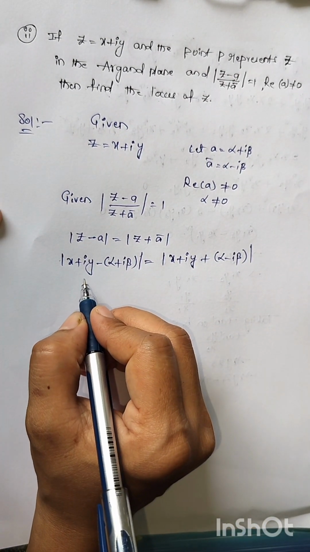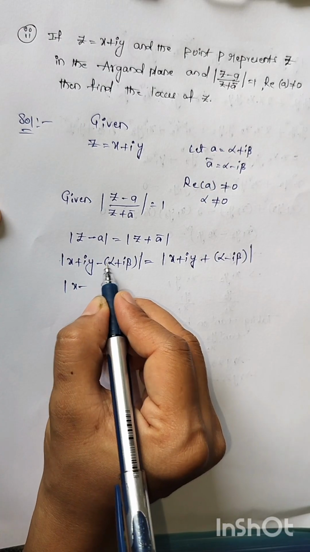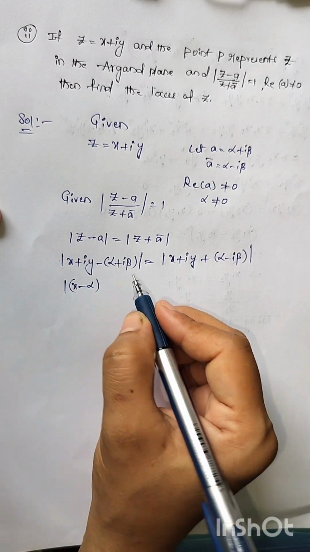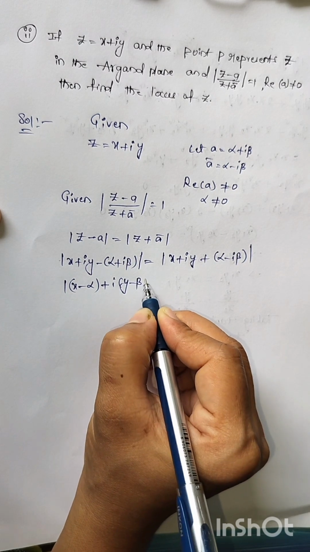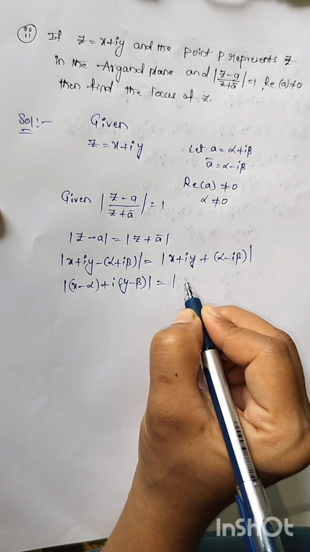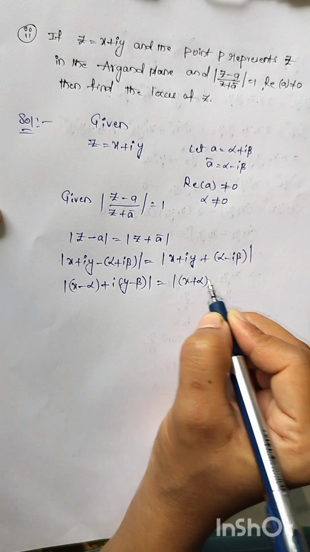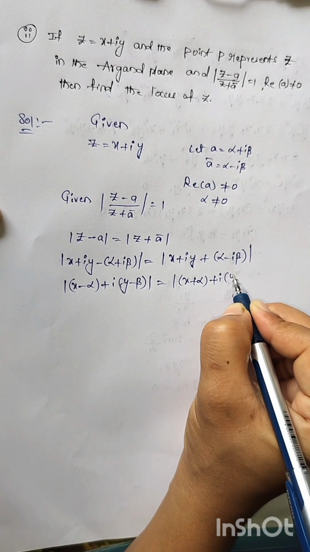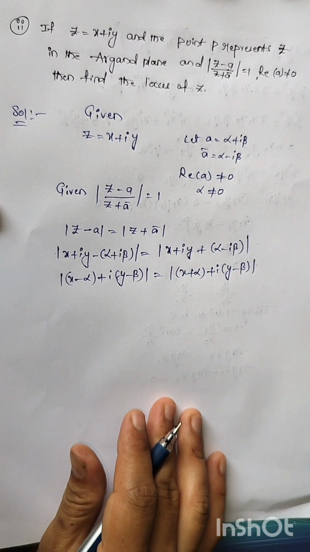So in this I am writing the real parts on one side. Modulus of (x minus alpha) is the real part, and i of (y minus beta) is the imaginary part. Same here, we can write the real parts on one side: x plus alpha is the real part, and i of (y minus beta) is the imaginary part.